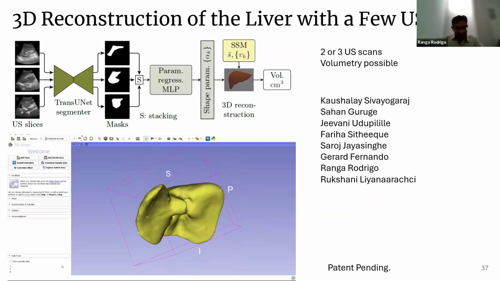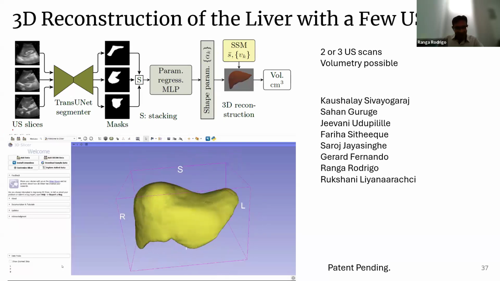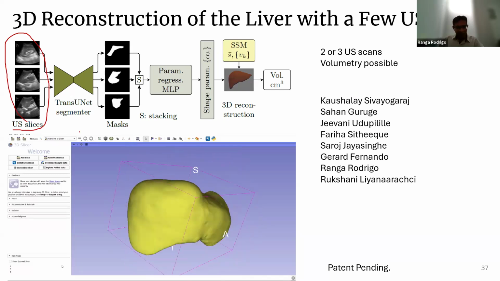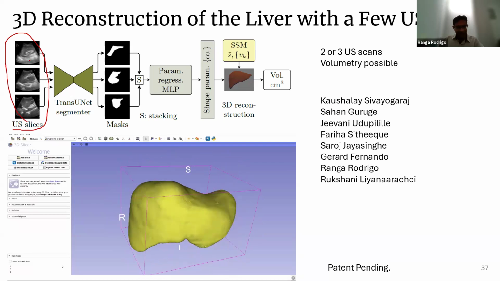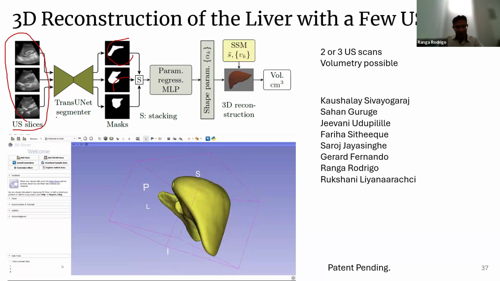This one is actually a recent work. This is the work that I mentioned. So we get 3 ultrasound images of the liver. There are specific ways to obtain that. In these images you cannot even identify where the liver is, right? And then we segment the liver out using a network called TransUNet.